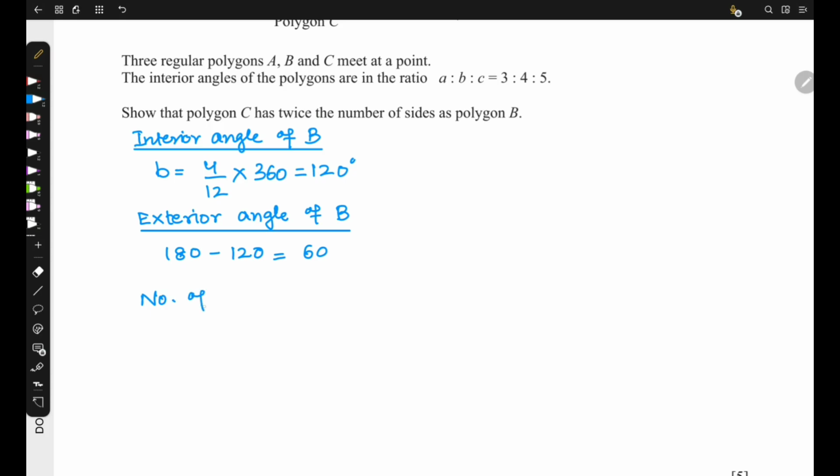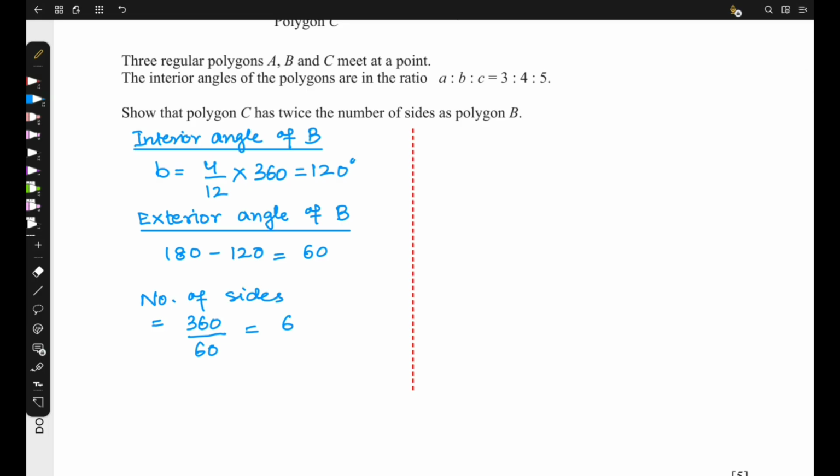Now how can we find the number of sides in polygon B? We are discussing polygon B right now. As we know, the sum of all exterior angles is equal to 360 and one exterior angle is 60. So the answer is 6. It means there are 6 sides in polygon B.